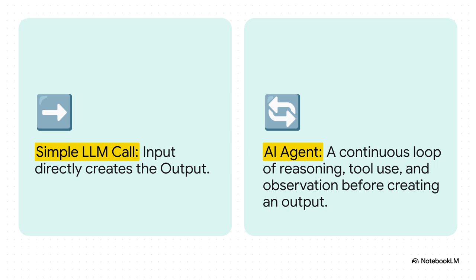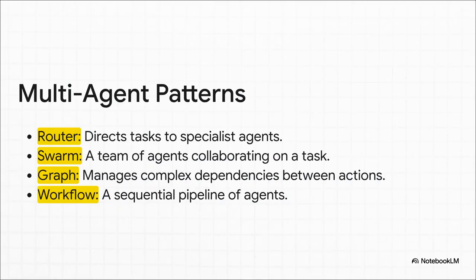It works in a loop. It gets a goal. It thinks about how to achieve it. It uses tools like calling an API. It looks at the result, and then it decides what to do next. It's a cycle of reason, act, observe. And what's really mind-blowing is that this idea scales up beautifully.